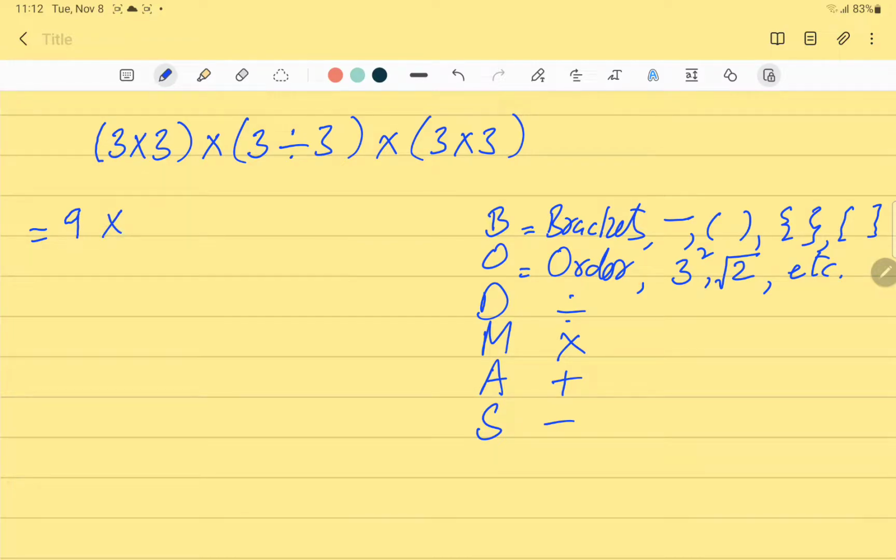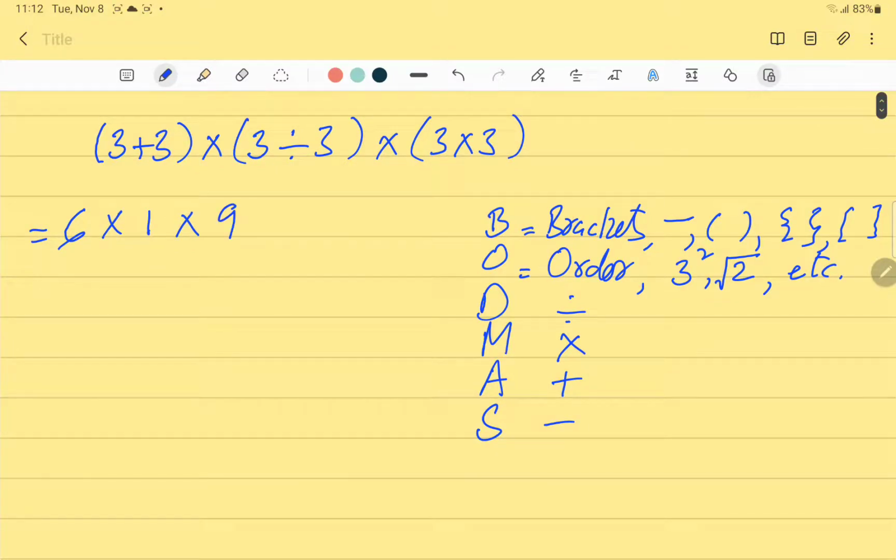Then 3 divided by 3 is 1. Again we will remove the bracket because there is only one number inside the bracket, so we have written it now without the bracket. And then 3 into 3 is... this one is plus, so 3 plus 3 is 6, and 3 multiplied by 3 is 9.